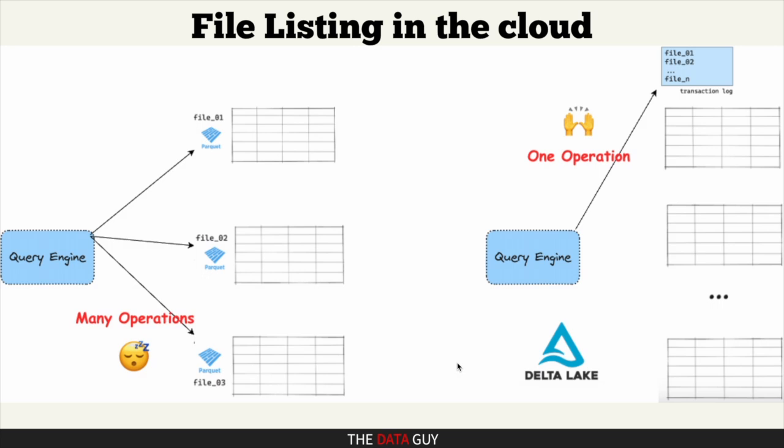Delta Lake maintains a transaction log, which is like a record book listing all the files associated with the data. Instead of scanning each file individually, the query engine reads the single transaction log to know which files to process. This requires only one operation, making it faster and more efficient. Delta Lake reduces the overhead of querying multiple files, saving time and improving performance, especially in cloud environments where listing files can be expensive. Delta Lake solved this problem by adding powerful features like ACID transactions, schema enforcement, and time travel. Essentially, Delta Lake combines the best of both worlds, the scalability of a data lake and the reliability of a traditional database.